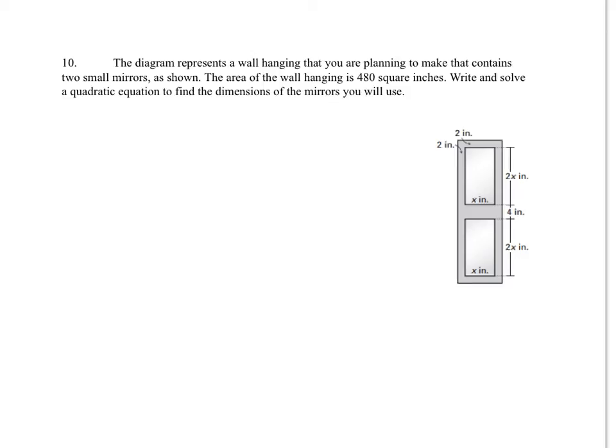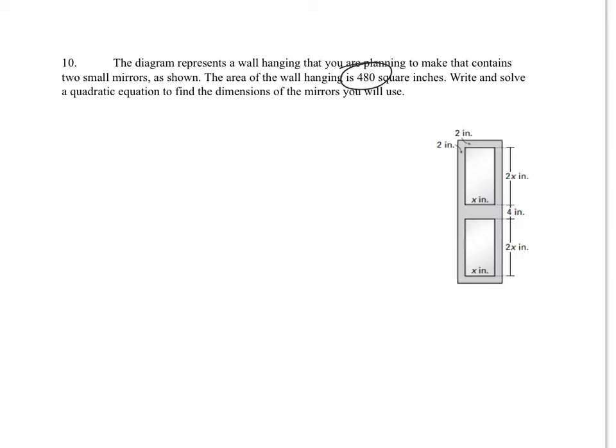Okay, so this diagram is a wall hanging that contains two small mirrors. These are the mirrors here and here. The area of the whole wall hanging is 480 square inches. And we need an equation to find the dimensions of the mirrors that we will use. Okay, so we're looking for the value of x basically, so we can figure out the dimensions of the mirrors. Alright, and we know that the whole area is 480 square inches.